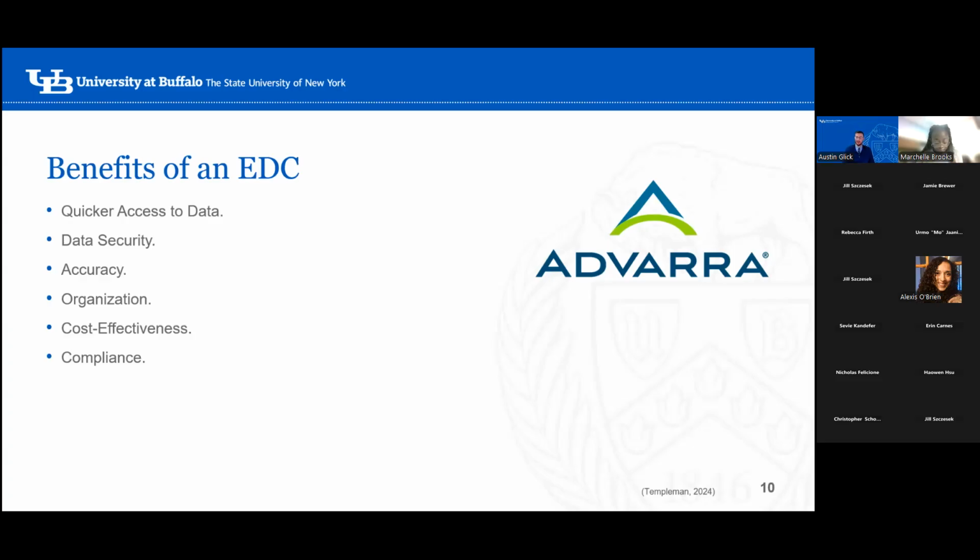So you can get some better time saving options by using a higher quality EDC as well, because in the long run, it saves us a lot of time as data managers, it saves the PI, and it saves the site personnel from all of the rigorous and kind of tedious work that goes into entering data.